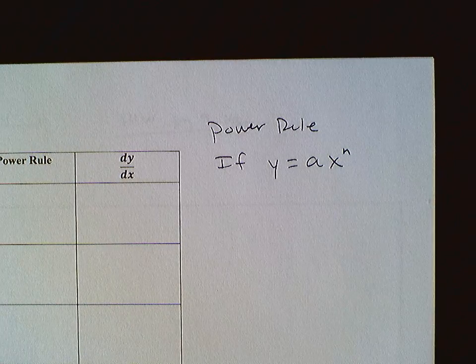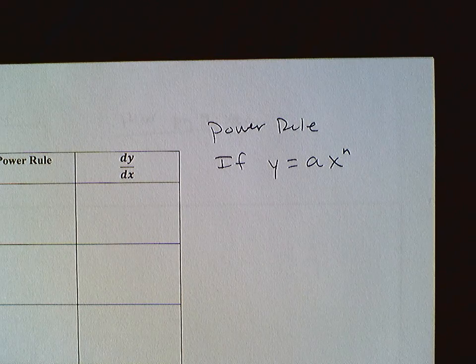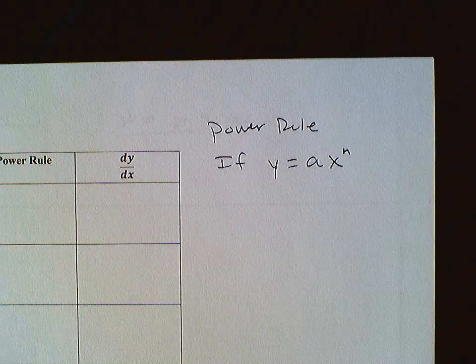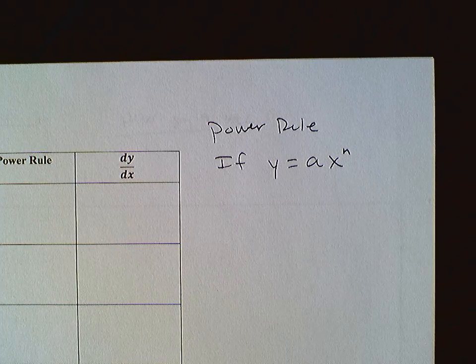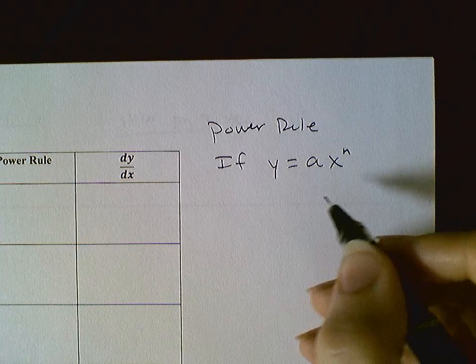So if y equals ax to the n, someone is jumping in the apartment above me. Oh my God. Okay, so I'm going to keep going.